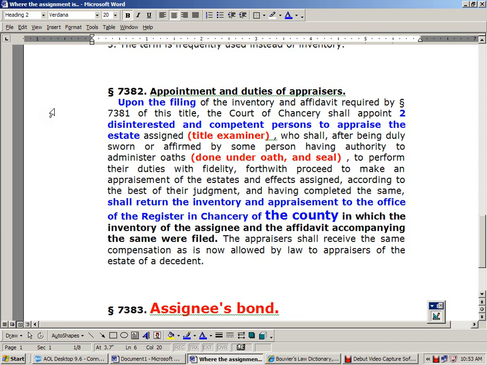And it sounds like she's got lots of good information that has to do with your deed of trust already on file, because within 30 days of you assigning it, they had to do an inventory and put it in a record, in which the inventory of the assignee and the affidavit accompanying the same were filed. The appraiser shall receive the same compensation as is now allowed by law for appraising the estate of a decedent.